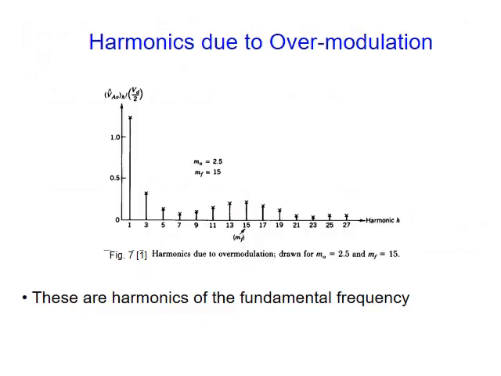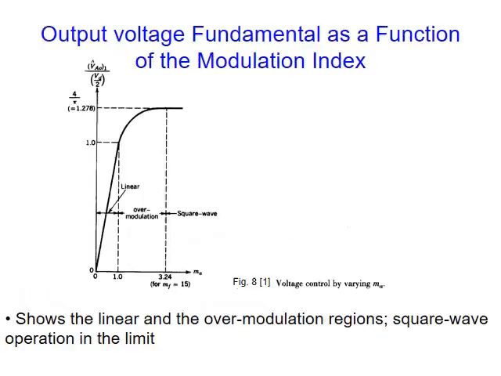Now for overmodulation, when MA is greater than 1, okay, it's not linear anymore. It becomes overmodulation. And in overmodulation, as we can see here, the sideband harmonics reduce, but we have a rich spectrum. As you can see here, we have the first, third, fifth, seventh, and so on.